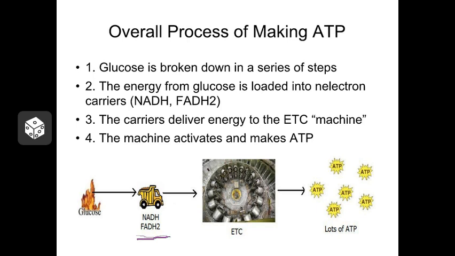Where are they going to carry it? Well, they're going to carry their energy to this giant machine that we call the ETC, or the electron transport chain. They are going to dump their energy into the electron transport chain, energizing this machine, and that machine is going to make our ATP. This is the big profit step of the metabolic pathway.